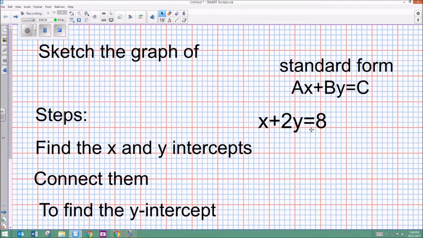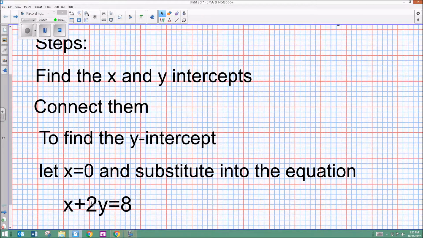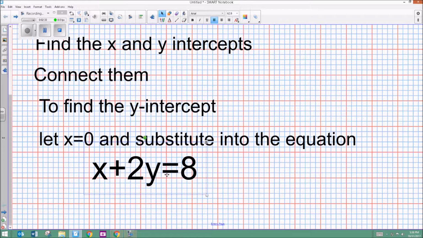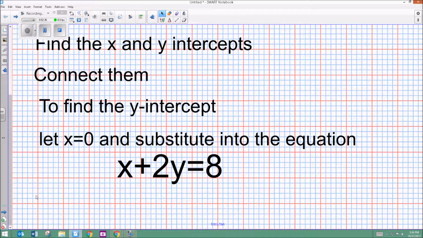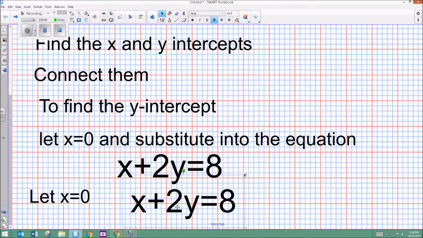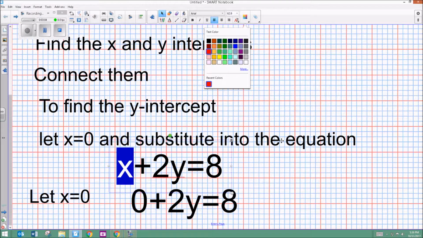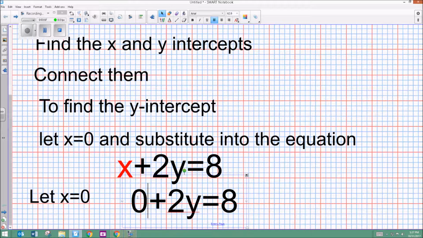Well, here's the equation. X plus 2y equals 8. So let's make that big there. All right. So I'm going to let x equal 0, and then I'm going to substitute. So I'm going to take this, clone this, and instead of putting x, I'm going to change this to 0. I'm letting x right here, I'll make that red so you can see. Let x be equal to 0.